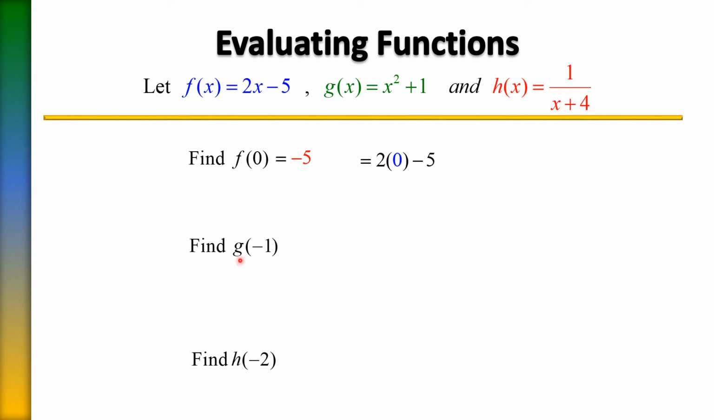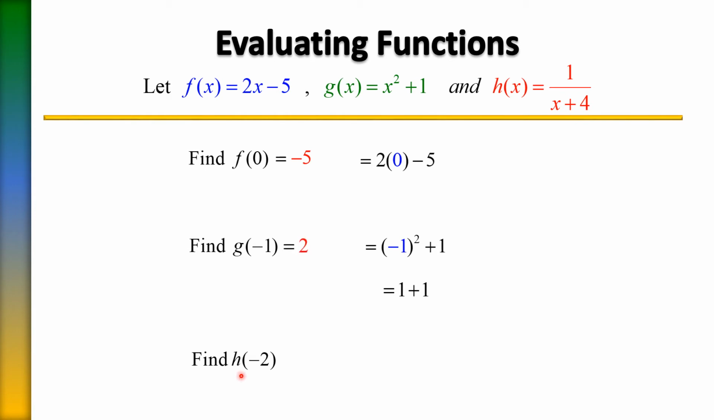In the next example, we want to evaluate g of -1. This has to do with just the g of x function. So don't worry about the f of x or the h of x. It doesn't concern those functions. We have to plug this into the g of x function. So in x's place, we're going to remove the x and replace it with a -1. When we do that, it's going to look like so. -1 squared equals 1. 1 plus 1 equals 2. So therefore, g of -1 equals 2.